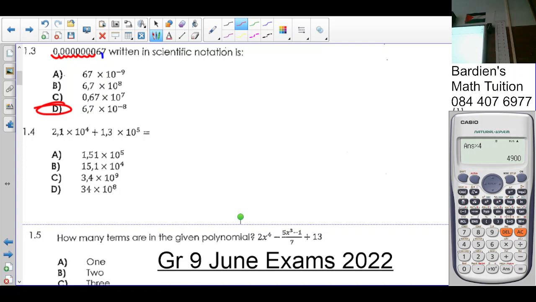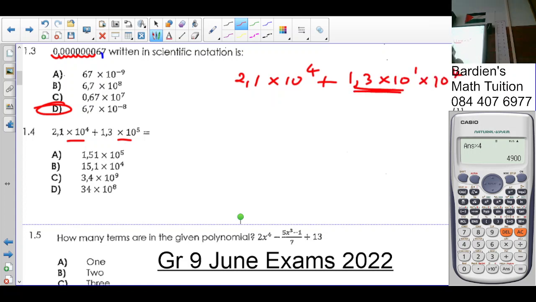Okay. The next one is 2.1 times 10 to the 4 plus. So in other words, the powers of 10 need to be written as the same. Okay, so I'm going to make both 4. So it's 2.1 times 10 to the 4 plus 1.3 times 10 to the 1 times 10 to the 4.